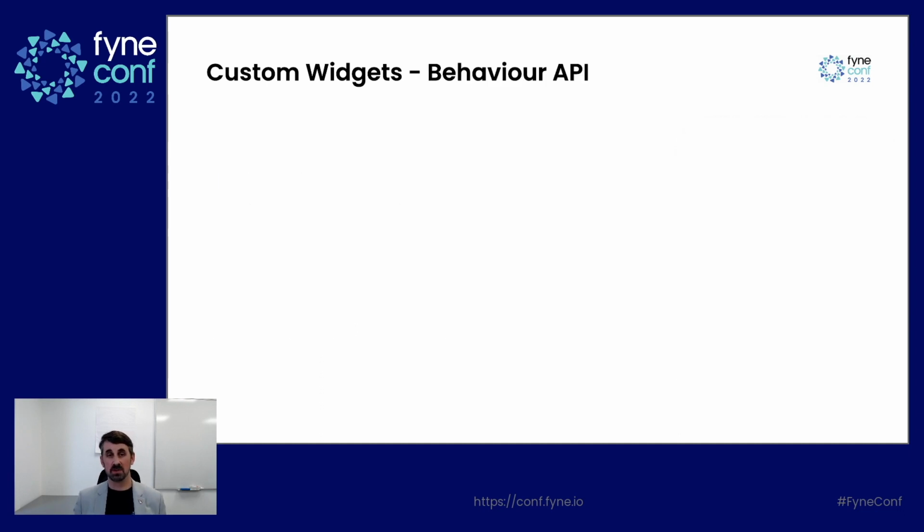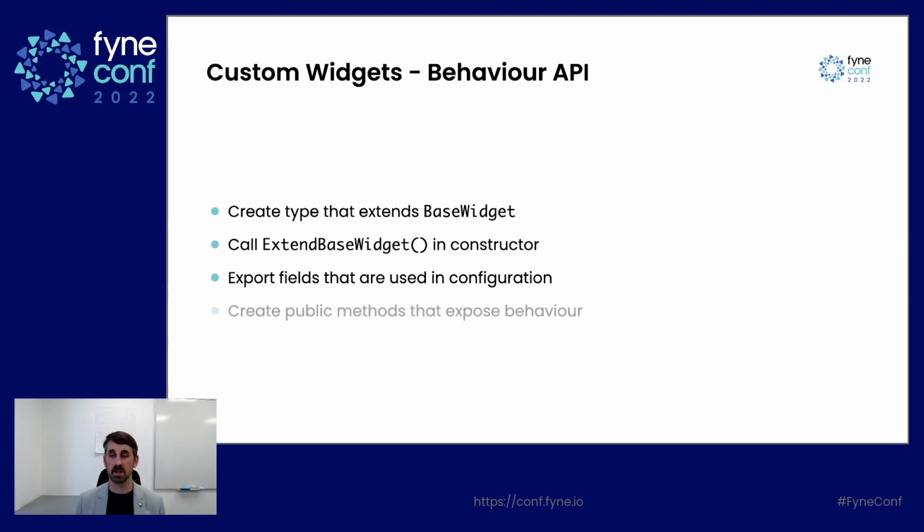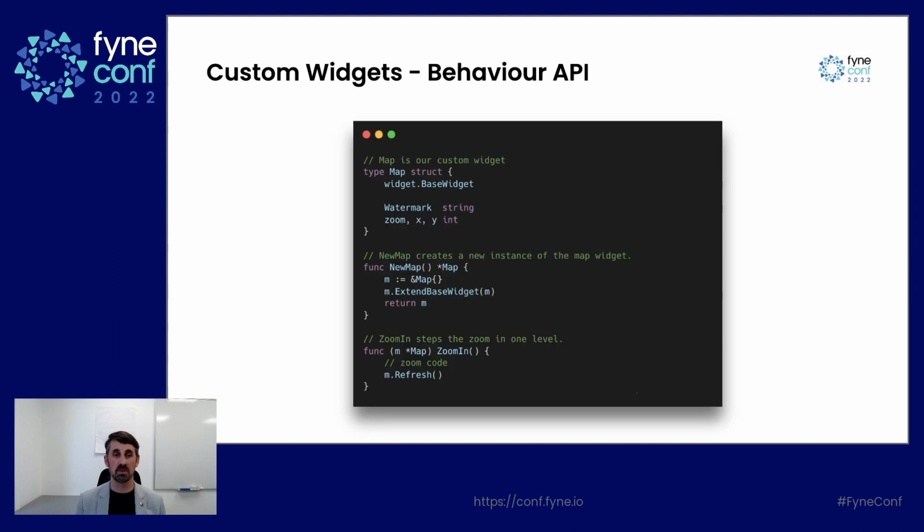So let's look at a behavior-based API for a custom widget. First of all, we extend base widget, and we remember to call extend base widget in our constructor, and that's what allows the internal code in base widget to know the type of widget that it's behaving on behalf of. Export any fields that you want to be available through some sort of configuration, and create really helpful methods with good names that don't describe how a user might do something, but describe what it is that they're trying to achieve. And so here we have an illustration.